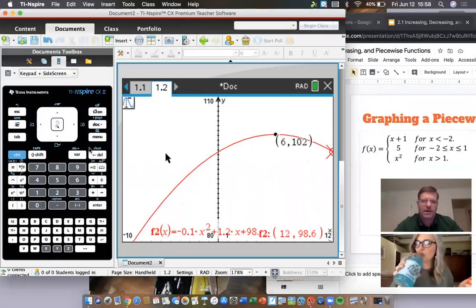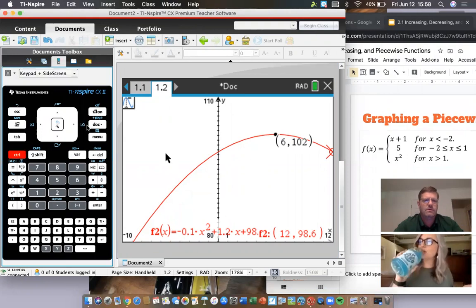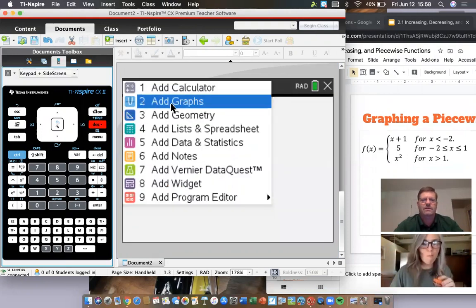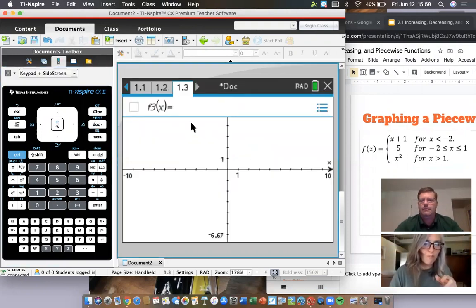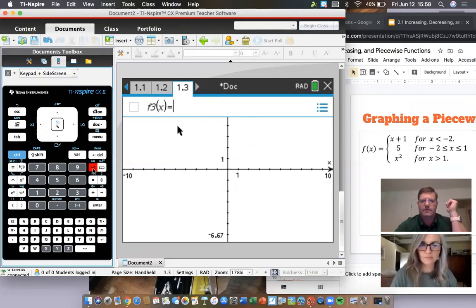How did I make a new page again? I think you hit Control Doc. That's right, Control Doc. And I'm going to add my third graph of this lesson. And remember I told you there were two buttons that were really super important. One was menu. The other was the math templates to the right of the 9. We're going to use that one immediately to the right of the 9 this time.